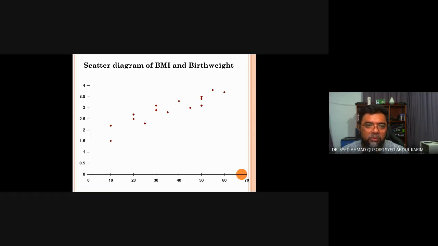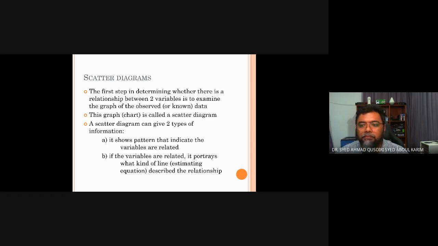If between these two variables there is no association at all, you can see that the plot will be all over the place. So these 15 dots will be scattered all over the graph, and you are not able to draw a line to describe the association.